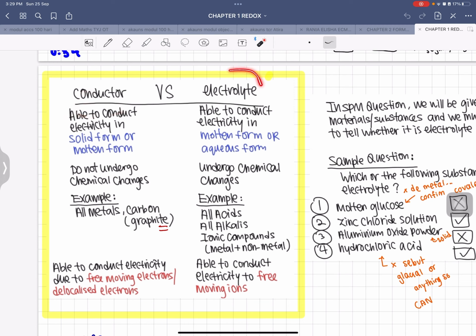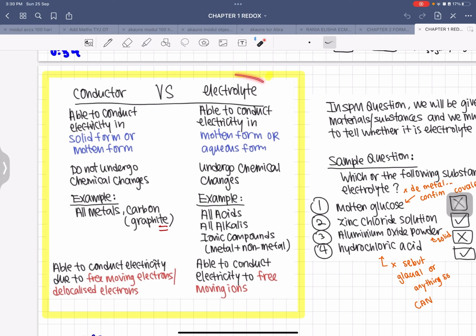Next, a conductor is able to conduct electricity within these states because of the existence of free moving electrons, or you can say the sea of delocalized electrons that are present. Whereas electrolytes can conduct electricity because they have free moving ions. All covalent compounds are non-electrolytes because, think about it, all covalent compounds cannot conduct electricity.